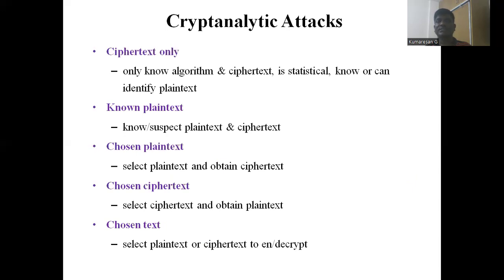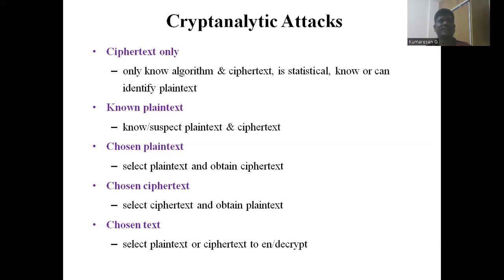The first one is ciphertext only. Here attackers focus only on the ciphertext. What is ciphertext? It is the already encrypted message; the plain text is converted into ciphertext, which means an encrypted message. They focus on the encrypted message. If the algorithm is known and the ciphertext is statistical, they can identify the plain text. If it is statistical, they can easily apply some cryptanalysis method and finally find the plain text. Yes, that is a very, very dangerous attack.